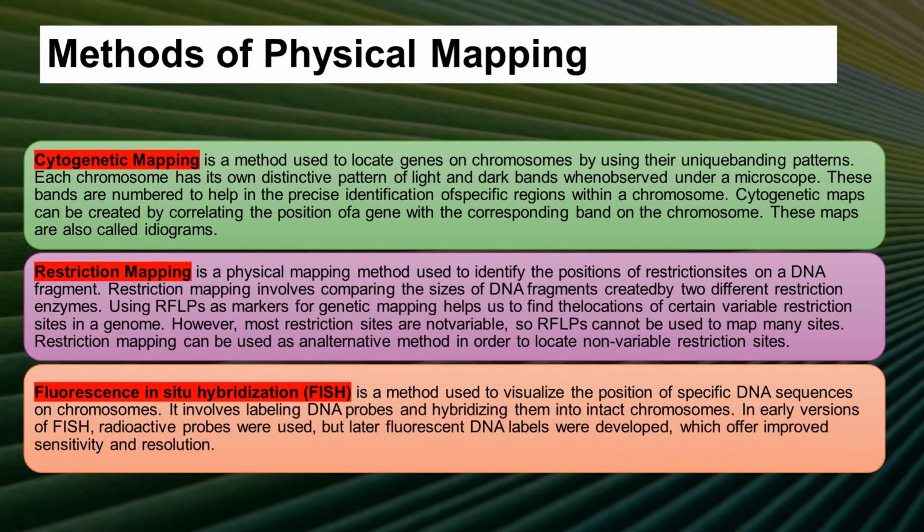Fluorescence in situ hybridization, FISH, is a method used to visualize the position of specific DNA sequences on chromosomes. It involves labeling DNA probes and hybridizing them to intact chromosomes. In early versions of FISH, radioactive probes were used, but later fluorescent DNA labels were developed, which offer improved sensitivity and resolution.